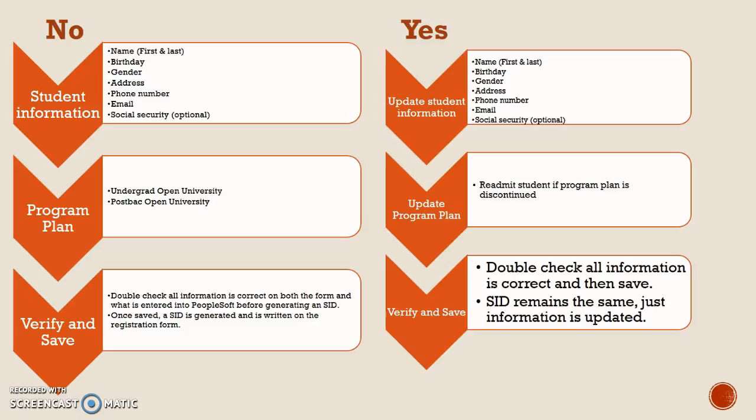If the student's information is in the system, we will then update all students' information. We will then readmit their program plan if the student has been discontinued from our program. We will also double check all information is correct on the form and then click Save. The student ID number will remain the same, only information is updated.